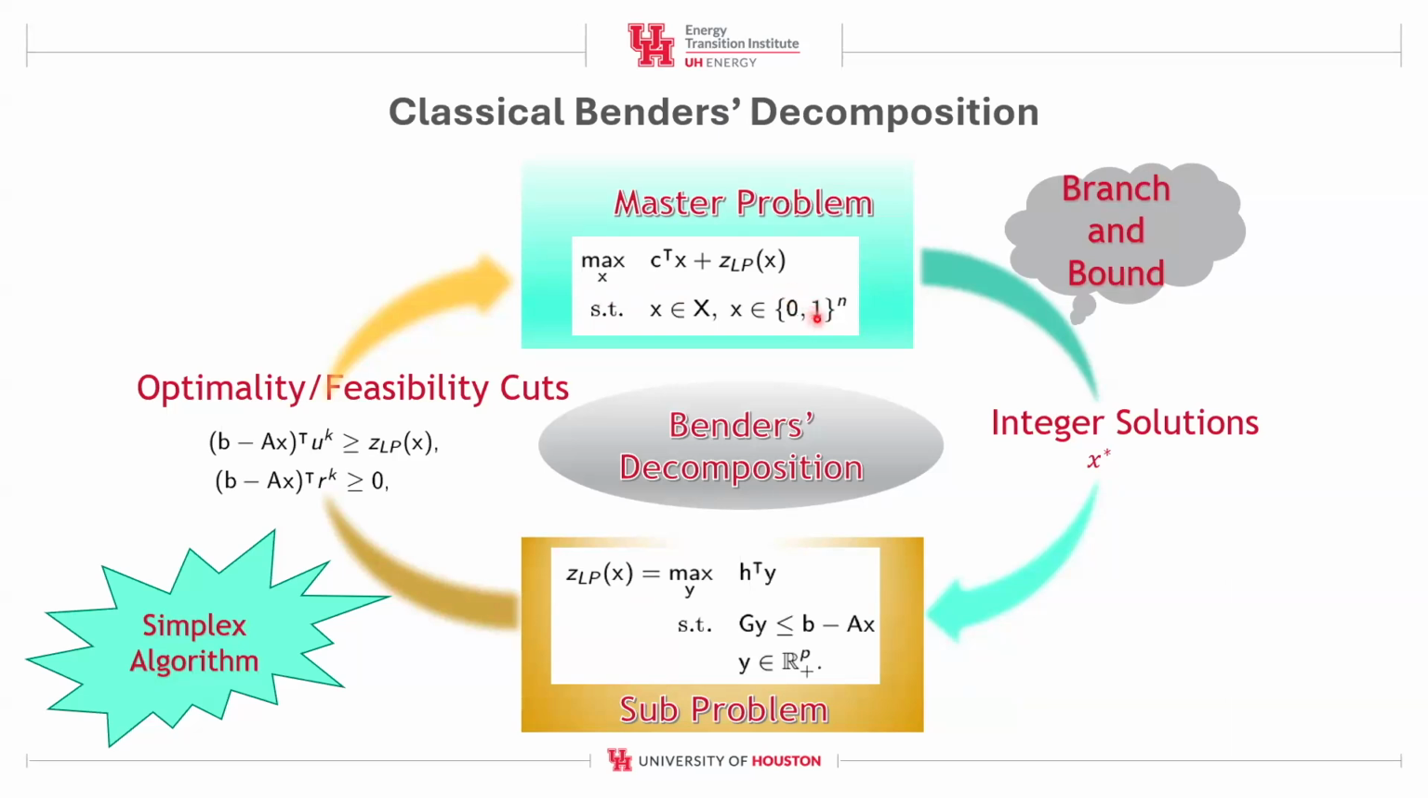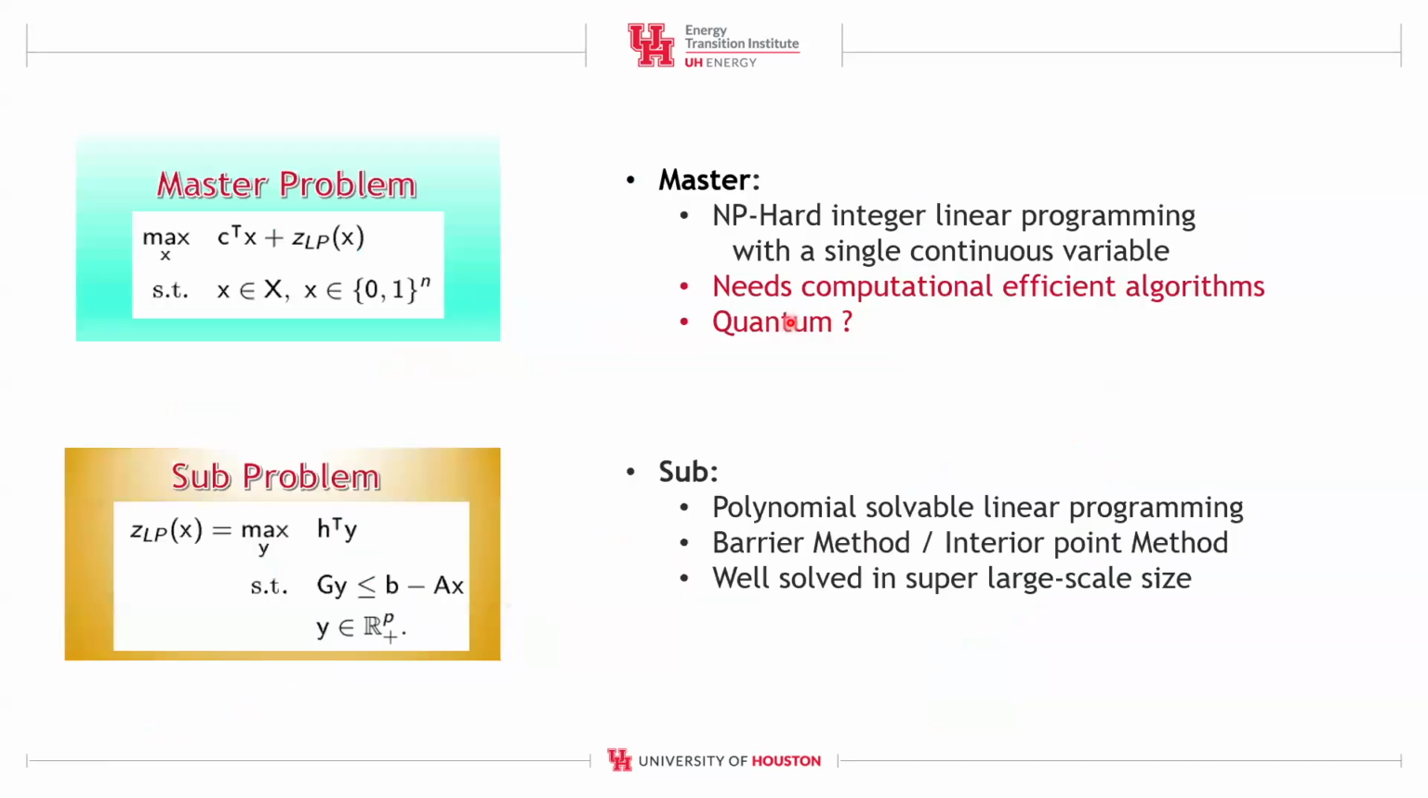However, for this problem, we can see that the master problem is still very challenging. The sub-problem is relatively simple. In industry, we can solve it very well at very large scale. But the master problem is still an NP-hard problem, very challenging. So we still need to design computationally efficient algorithms to solve this type of problem. So we are looking at whether we can utilize quantum computing to help us solve this master problem. The sub-problem can be solved very well on current CPUs, so we won't worry about that part.